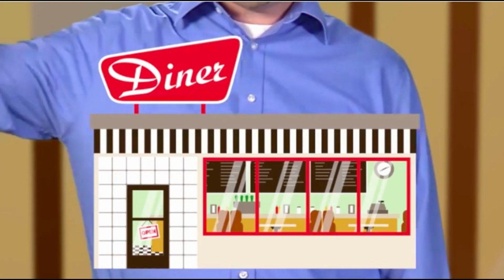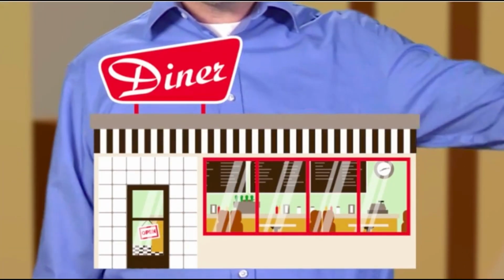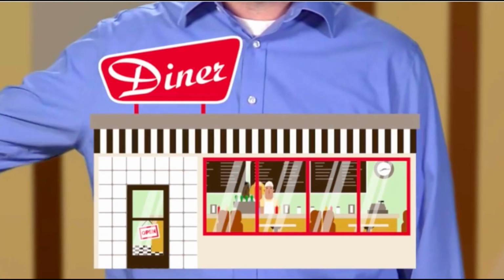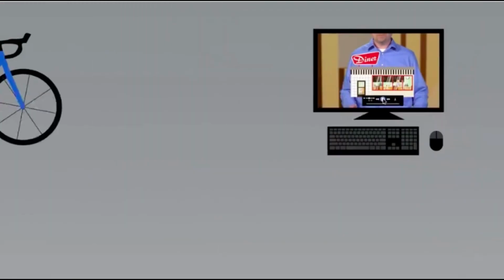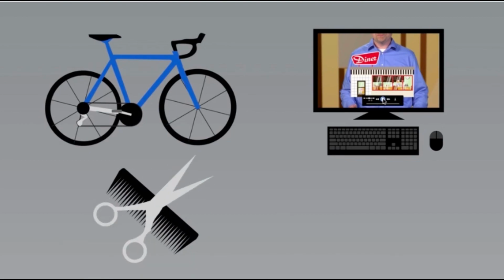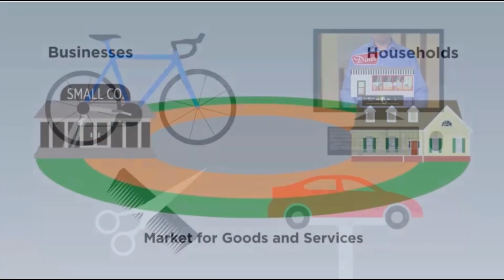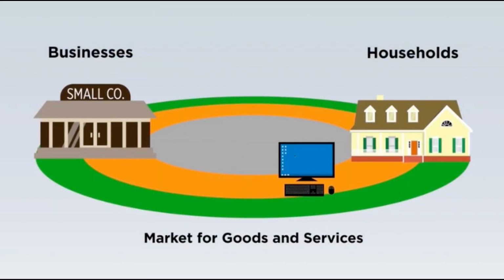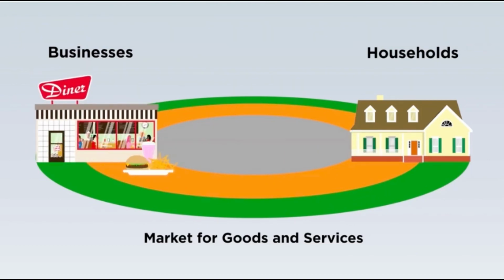Let's start with businesses. Businesses use the economic resources they buy in the market for resources to produce goods, such as computers and bicycles, and services, such as haircuts and car repairs. Businesses sell these goods and services to households in the market for goods and services. For example, the diner produces cheeseburgers, fries, and milkshakes. Households use part of their incomes to buy goods and services. The payment businesses receive is called revenue. For example, at the diner, revenue comes from customers paying for their food.